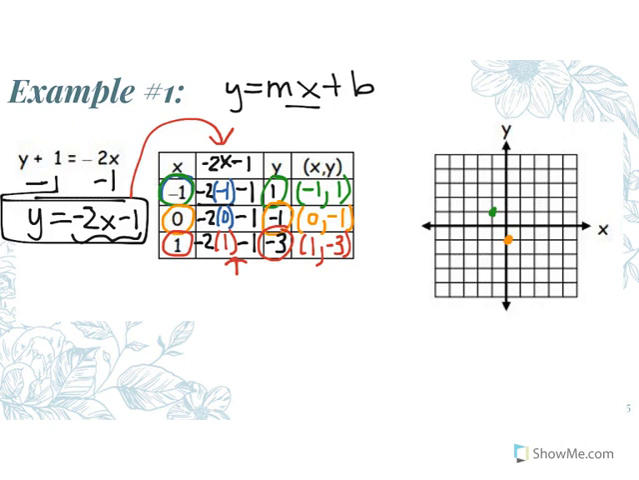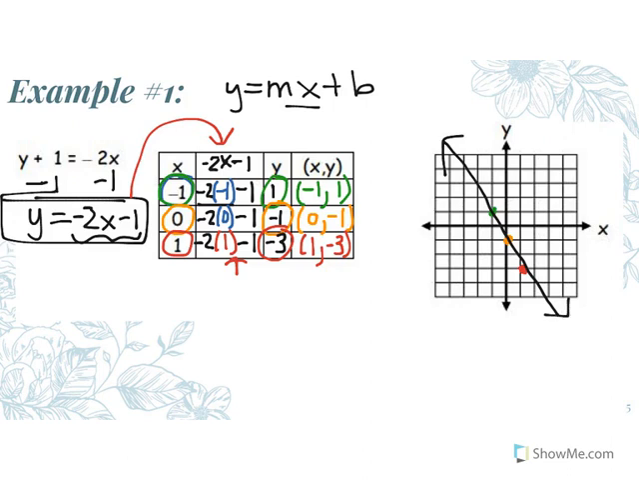So let's go ahead and plot that point. Go to the right one, and we're going to go down 1, 2, 3. So these are my 3 points, and my last step on this was to connect my dots to actually see if it formed my line. Yay, it actually did, so that means that I did my math correct.